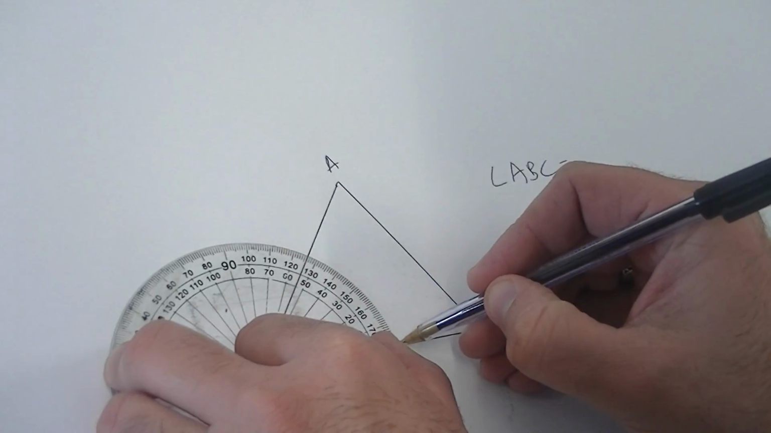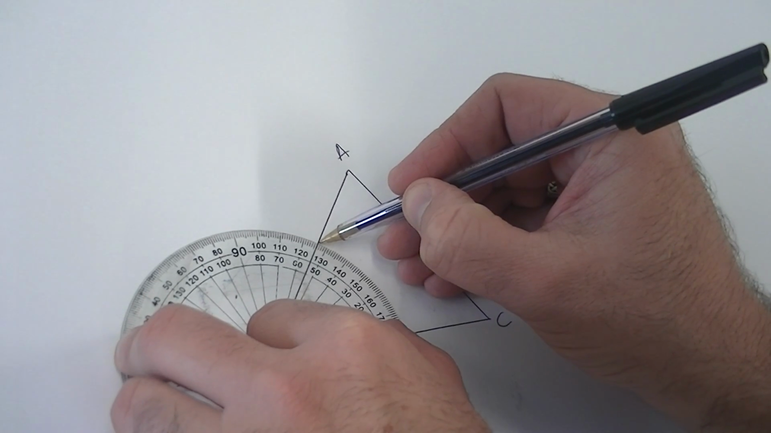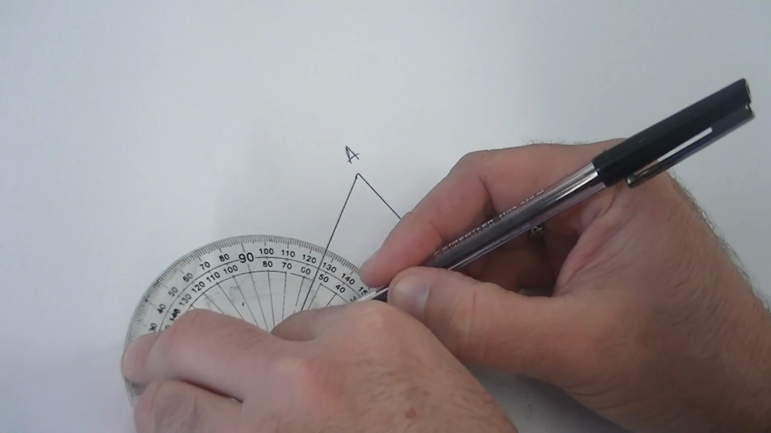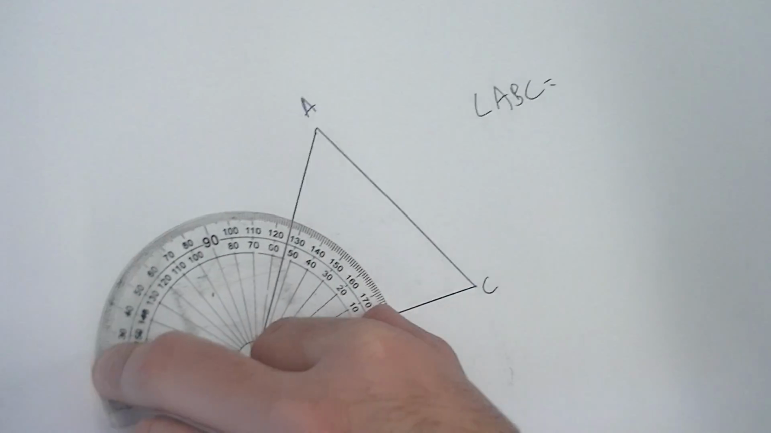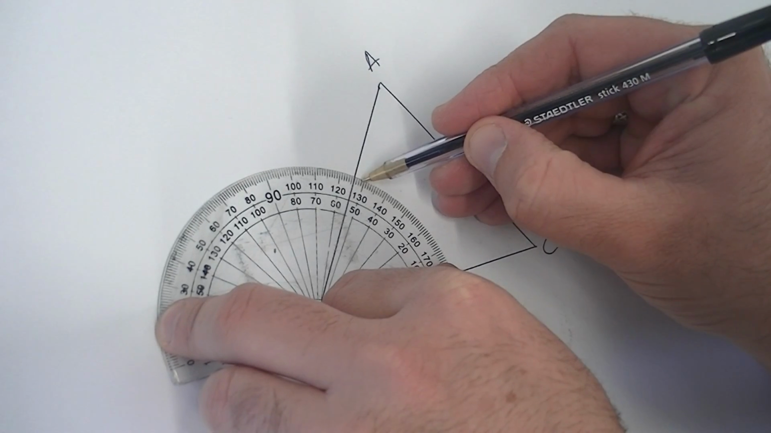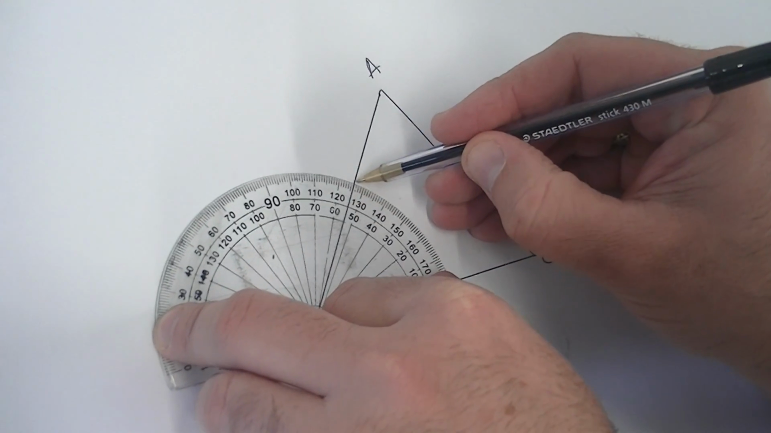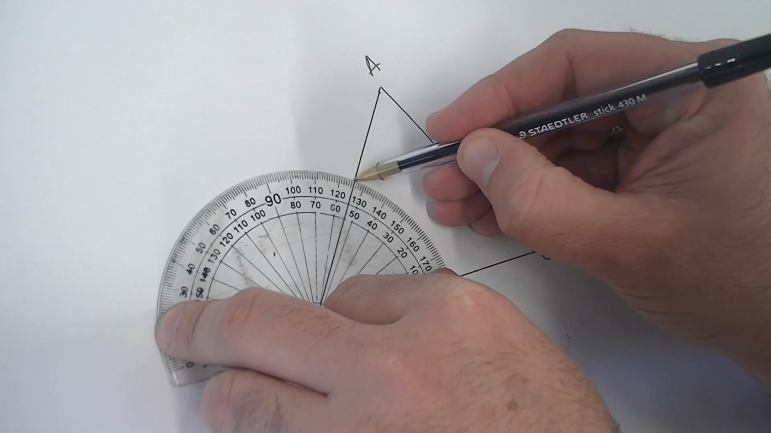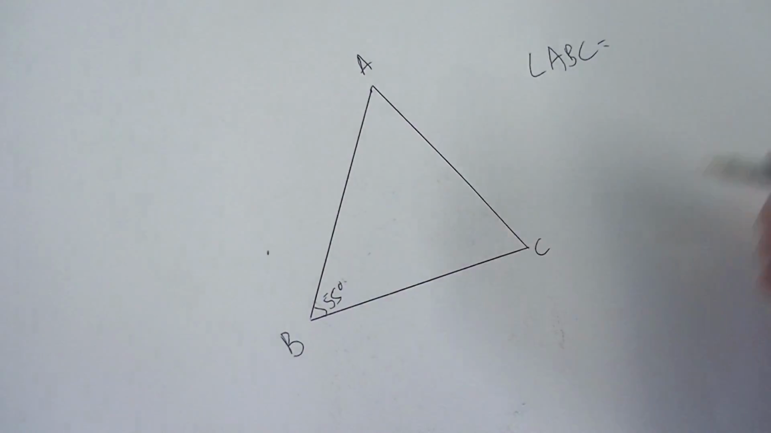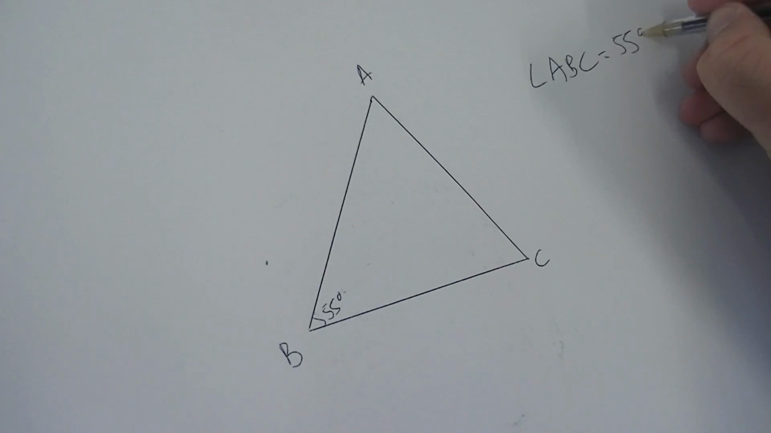So I'm measuring where it intersects. Now, because I know that this is an acute angle, it's less than 90 degrees, which I just know, then I know that it can't be 126. It's got to be 55. So I read it off there. That is 55 degrees. Put it up here.